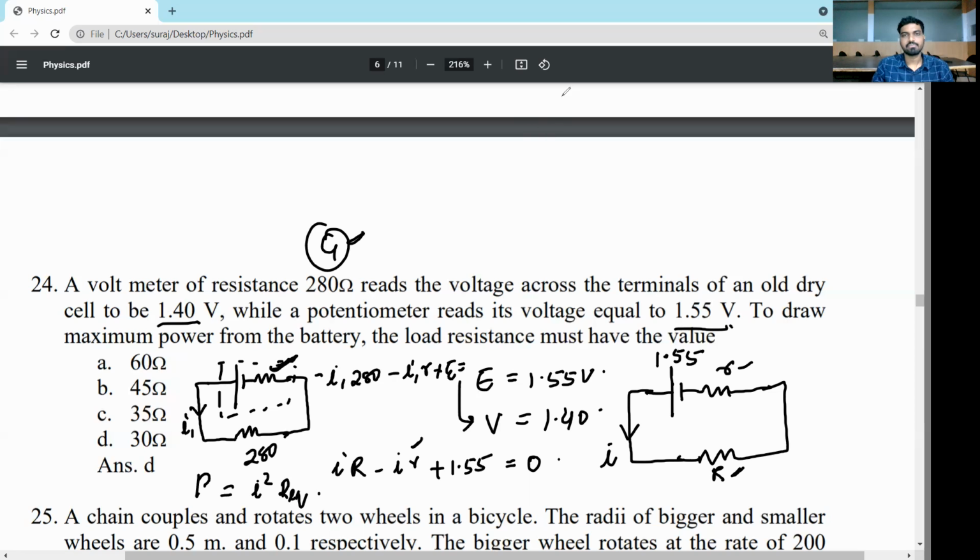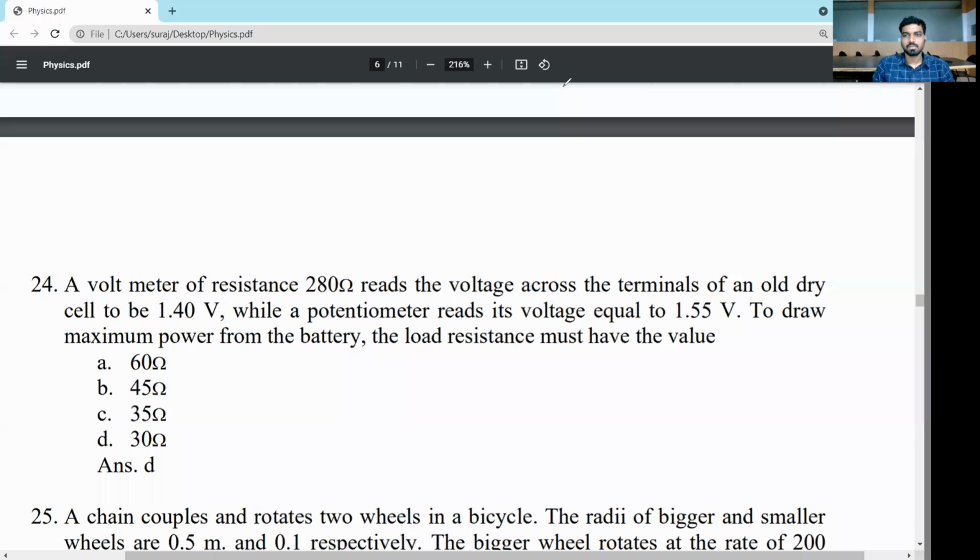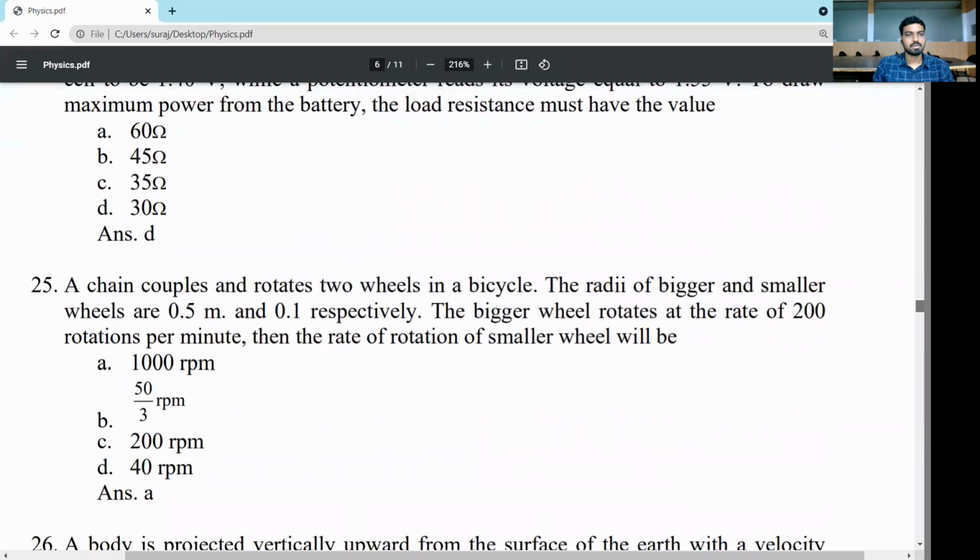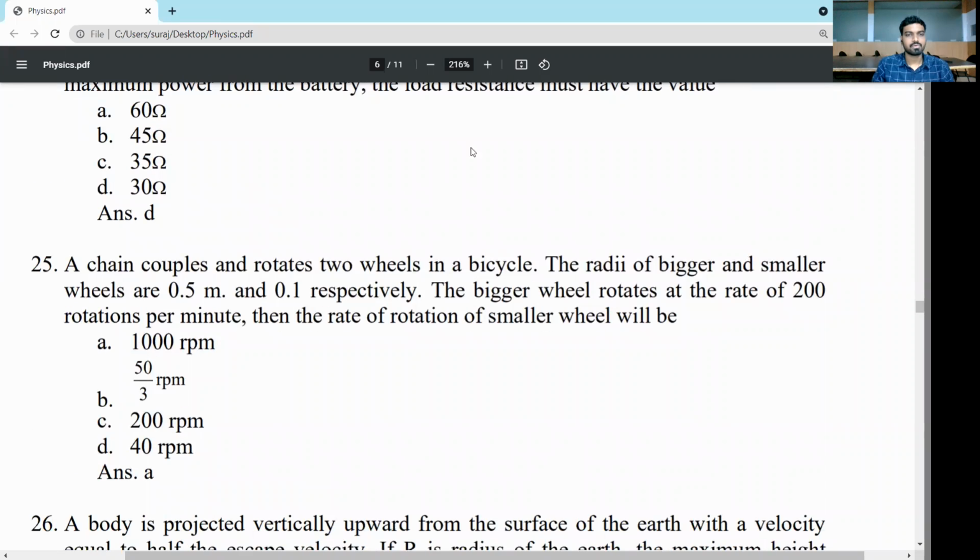Let's come to question number 25. A chain couples and rotates two wheels in a bicycle. The radius of the bigger and smaller wheels are 0.5 and 0.1 respectively. The bigger wheel rotates at a rate of 200 rotations per minute. Then the rate of rotation of the smaller wheel will be.